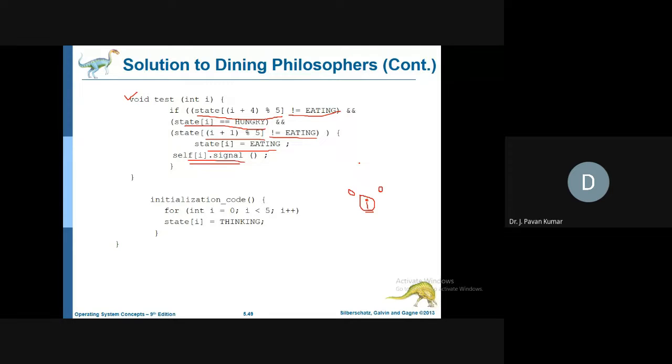And he will give the signal saying that another process could utilize it. That means after eating, he could give a chance to another philosopher. So that's what we are doing here: self of I dot signal. By using this signal, if any other philosopher is waiting for this particular chopstick, he is able to get this chopstick and resume eating. That is what the test process does.